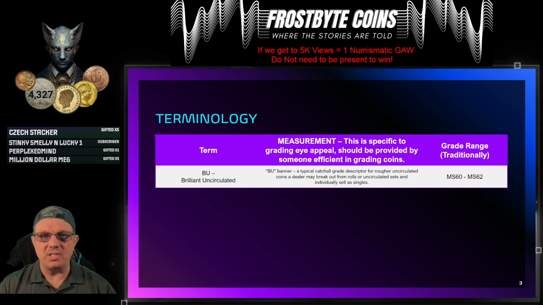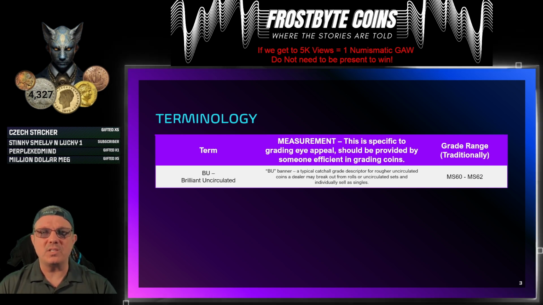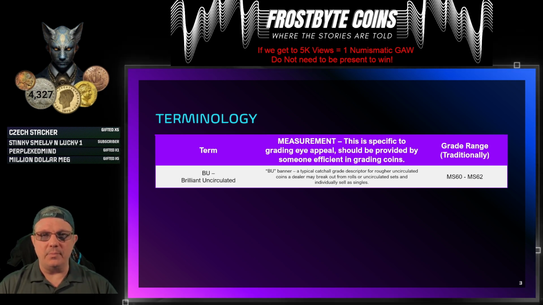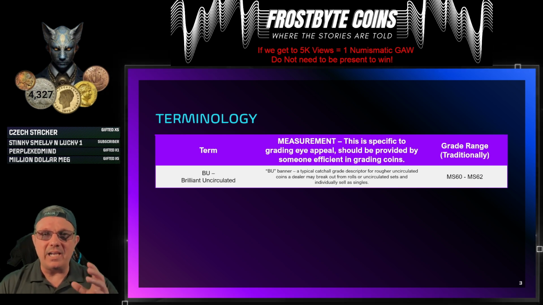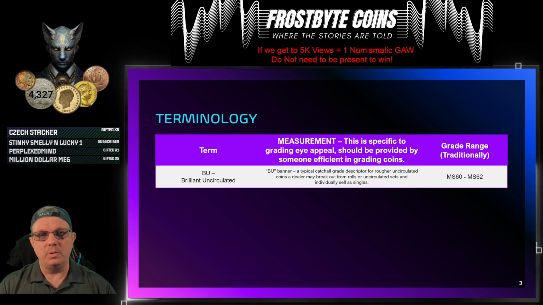Now, the place you're going to see the BU the most is when something comes out of rolls. They're brilliant uncirculated, they've been in rolls, they're there. But not every coin in that tube is going to necessarily be BU. Some of them may be better. And this is why it's really important to understand the terminology.